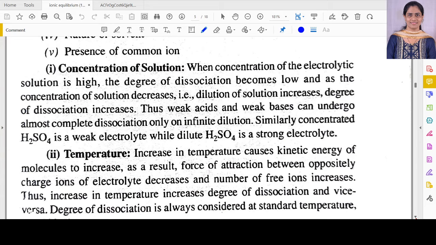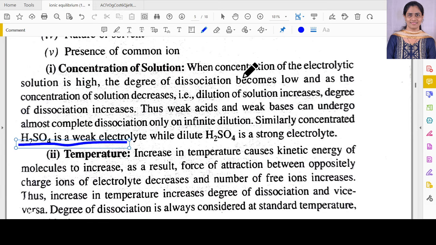So for the effect of concentration, remember the strong electrolyte H2SO4 in the very concentrated form is a weak electrolyte. H2SO4 we call a strong electrolyte, but remember any concentrated acid or base will be a weak electrolyte because the space for dissociation will be reduced. And dilute electrolytes are the strong electrolytes. Remember this one, the effect of concentration.